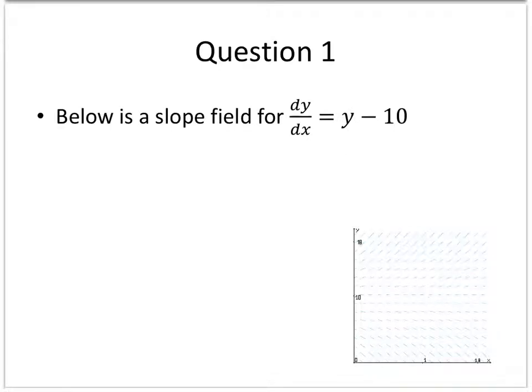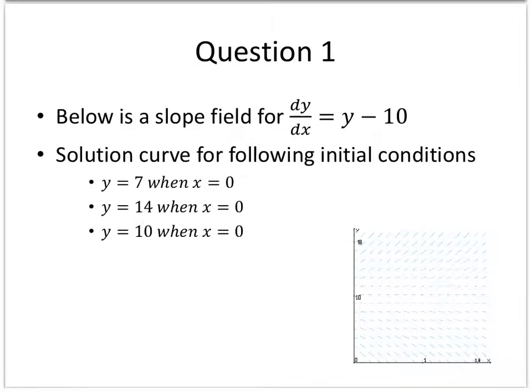So it says below is a slope field for dy/dx = y - 10, and it says to sketch these solution curves. So in other words, you're going to start at 7, at 14 and at 10 on this number line. If I plug in these values, as you can see, if I plug in 7, I'm going to get negative, at 10 I'm going to get 0, and 14 is going to be positive. But really all I'm doing is drawing lines.